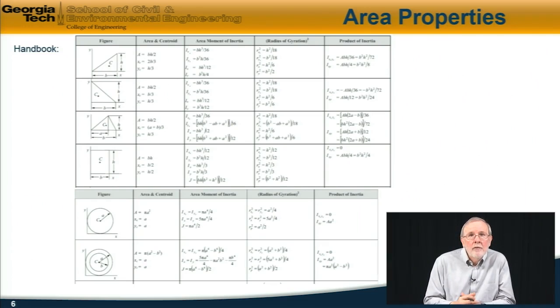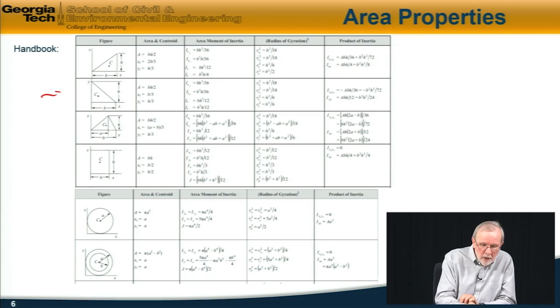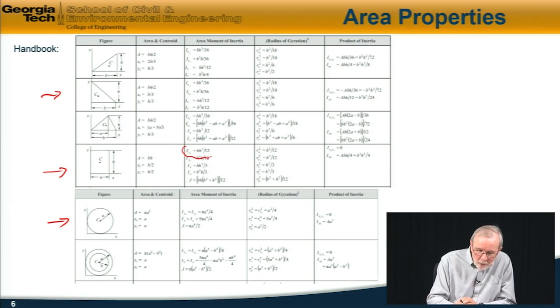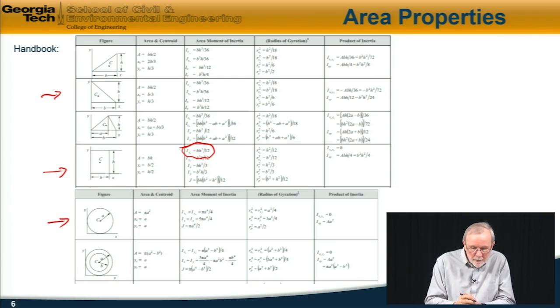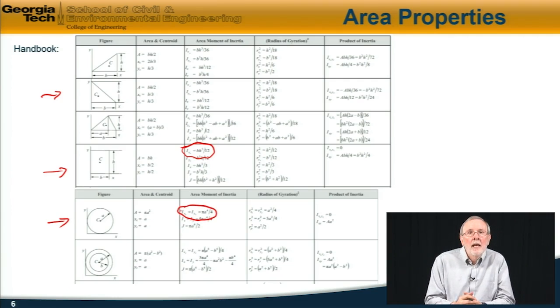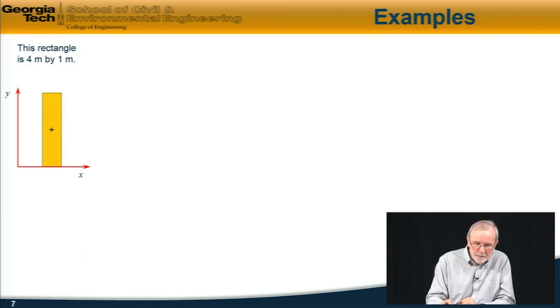Again, the extract from the handbook gives all of these properties for various shapes, but mostly we'll be looking here at the triangle, rectangle, and the circle. And the moment of inertia of a rectangle about its centroid is the width times the height cubed over 12, and the moment of inertia of a circle about its centroid is pi times the radius to the fourth power divided by 4. And of course, by symmetry, the centroids of both of those shapes are exactly in the middle. So those are probably the shapes that we'll be mostly concerned with.